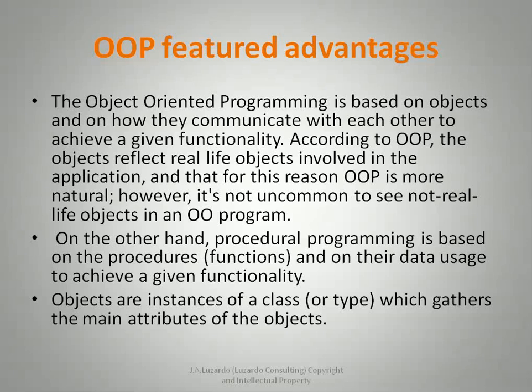Objects are instances of a class or type which gathers the main attributes of the objects. I understand then that OO has flipped the coin to focus on data rather than procedures. Data and functions always go together. What are the advantages of flipping the coin? Let's continue to find out.